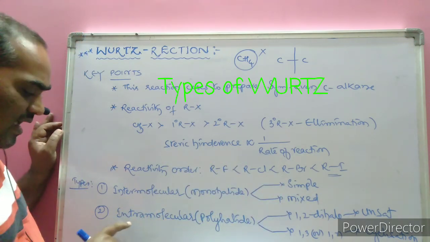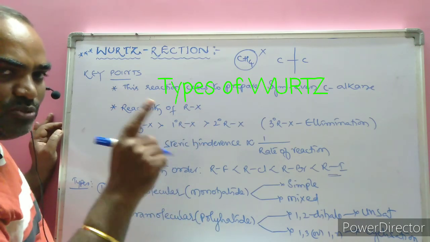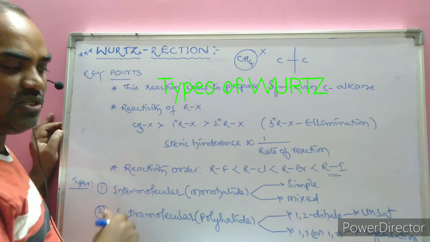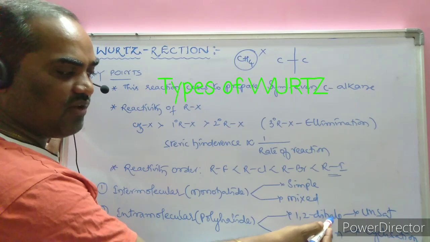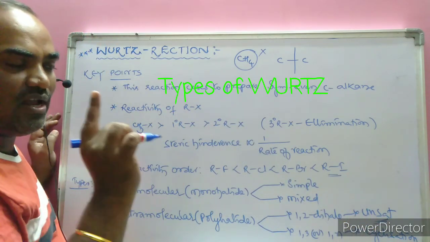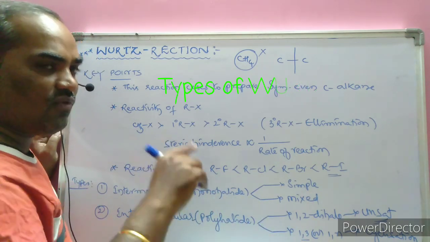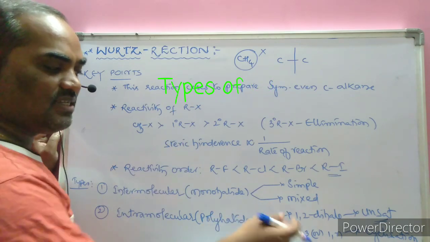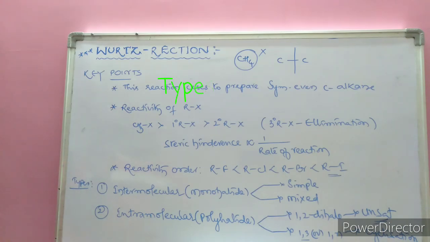But when the intramolecular Wurtz reaction is concerned, it contains polyhalides, where more than one halogen atom is present. If the halogen positions are 1,2, that is a 1,2-dihalo, it gives only an unsaturated compound like a double bond or triple bond. If, for example, 1,3 or 1,4 or 1,5 or 1,6, like 1,n, is there, in such cases, cycle formation will take place. Very important for objective examination.